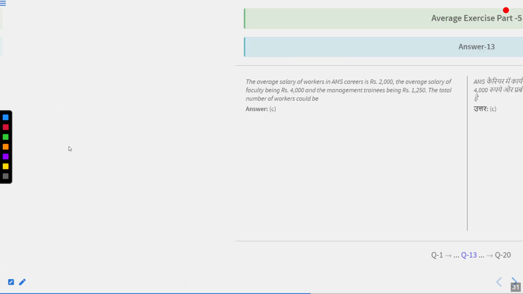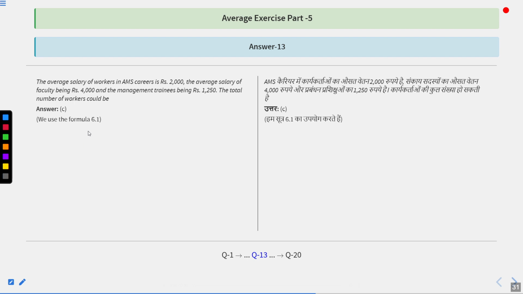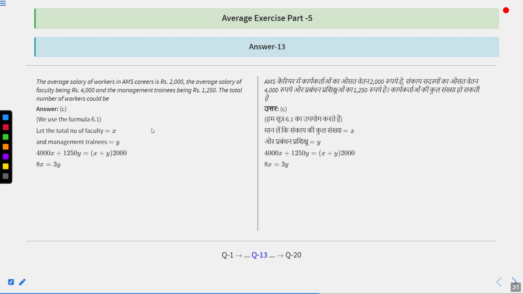Now time's up. Let's see the solution. Now, we use formula 6.1. Let the total number of faculty be X and the management trainees be Y. So according to the question, 4000 multiplying by X, because each faculty gets 4000 rupees. So the total amount will become 4000 into X, and each management trainee gets 1250, so 1250 multiplying by Y, and the average salary of both of them is 2000. So we can write it as X plus Y multiplying by 2000.